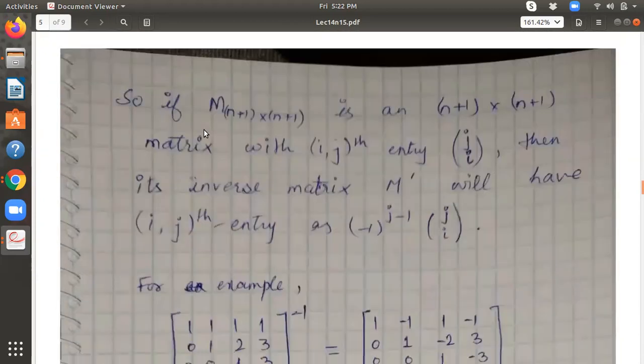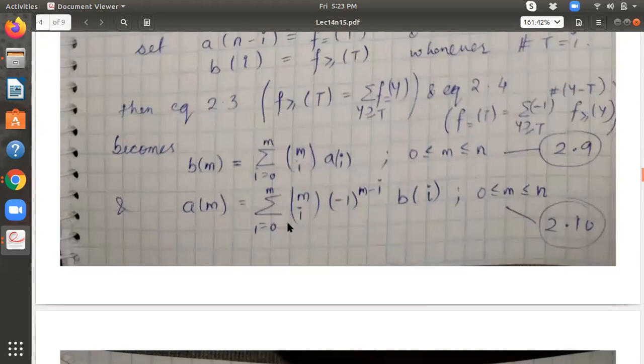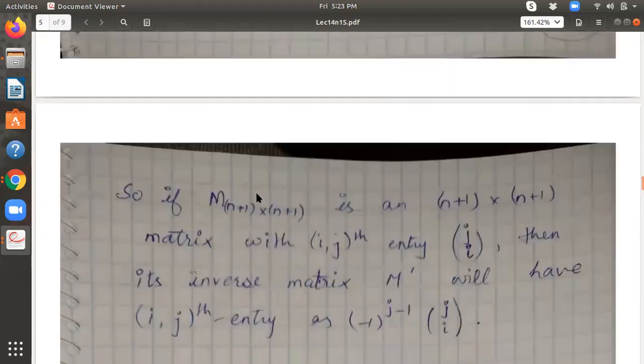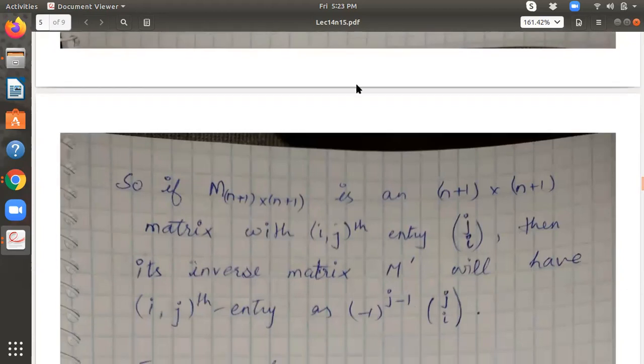Okay, so if you see that M is an n plus 1 by n plus 1 dimensional matrix with ijth entry given by j choose I, so you can sense why j choose I might appear in the picture. Because I have already come to some expression which has these binomial coefficients, right? Yes. So if M is an n plus 1 cross n plus 1 dimensional matrix and its ijth entry is j choose I, then its inverse matrix M prime will have the ijth entry given by minus 1 raised to j minus I times j choose I. Oh, it's I, not one. It's a mistake. So this is I.